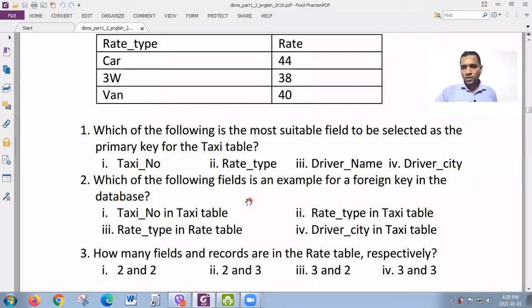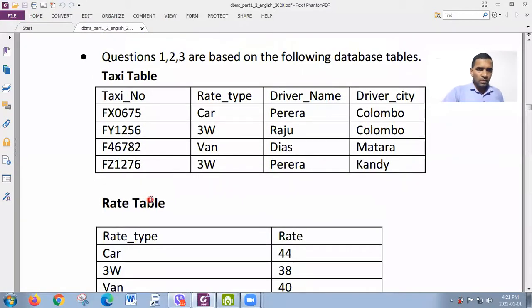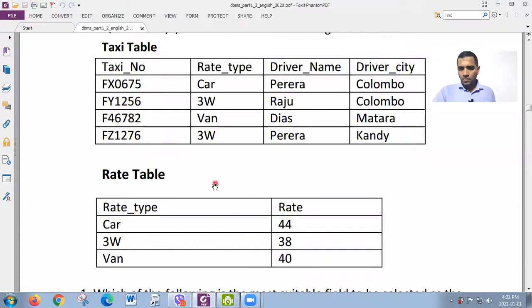Second question: which of the following fields is an example for foreign key in the database? Right. So to find out the foreign key, we must identify the primary keys in both tables. It is important. Primary keys should be identified, because the primary key of one table should be the foreign key of another table. So without identifying the primary key, you cannot identify the foreign key. So in taxi table, taxi number is the primary key. We have already identified. So let's identify the primary key in rate table. Only two fields are available, so you have to pick the right field for primary key. So tell me, what could be the primary key here in rate table?